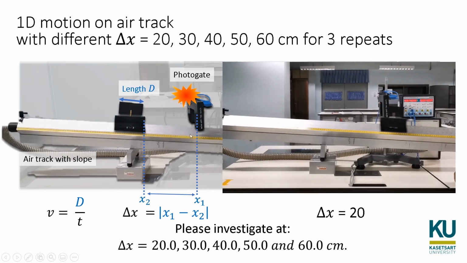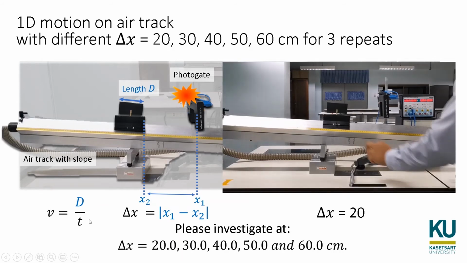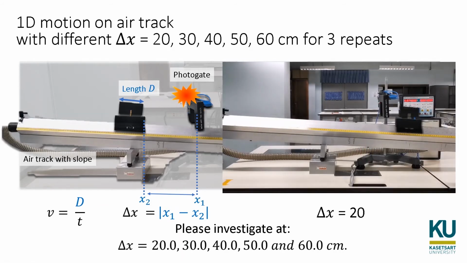So you will move the glider away from the photogate to different positions. With different displacement, you will have different terminal velocity. According to this relation, you will see the trends when you apply it for further investigation. So this is the example of releasing the glider at a position 20 centimeters away from the photogate.